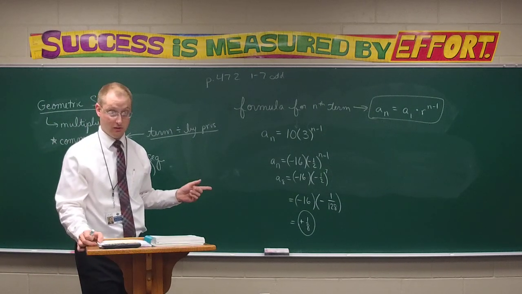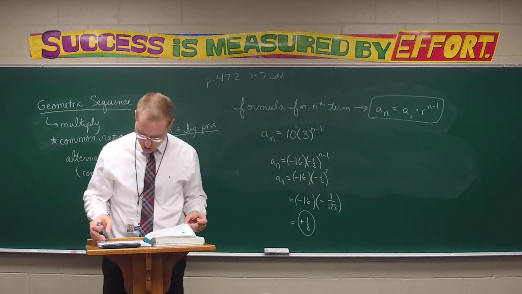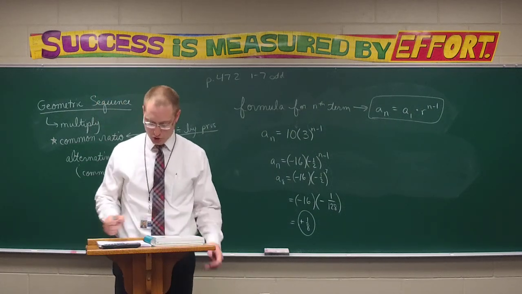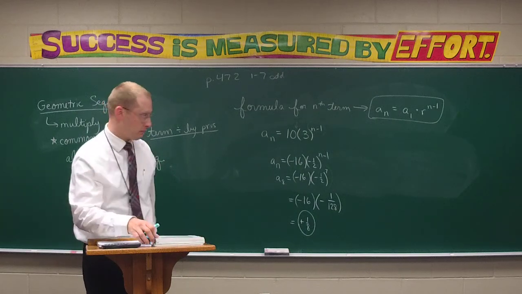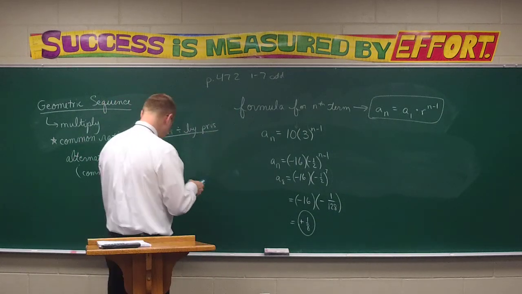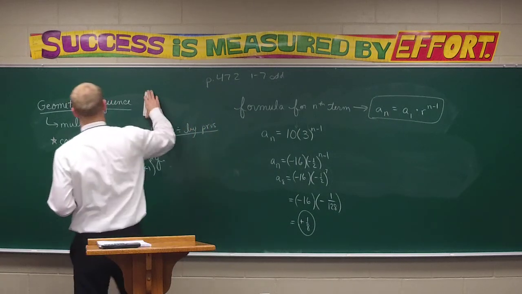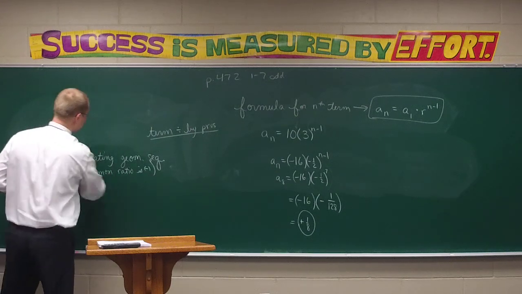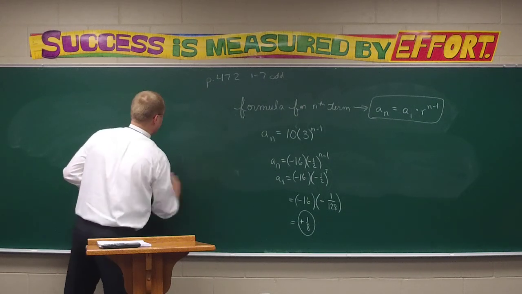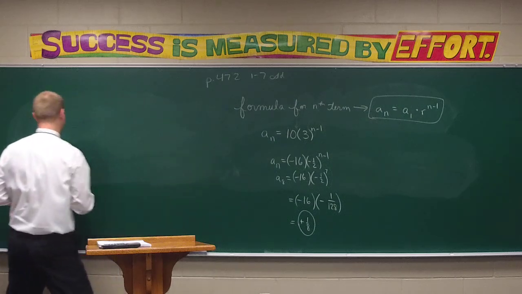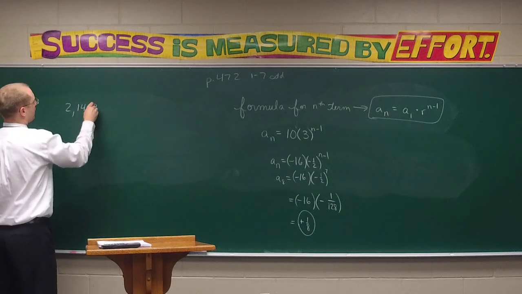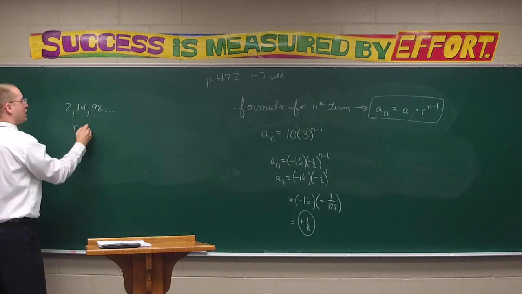Any questions? Flip over then to page 472 again. So flip over just one page. Let's do number 9 together. Number 9. And they give us the first few numbers, 2, 14, 98. What's the common ratio here, Kendall? 7. Good. Common ratio is 7.